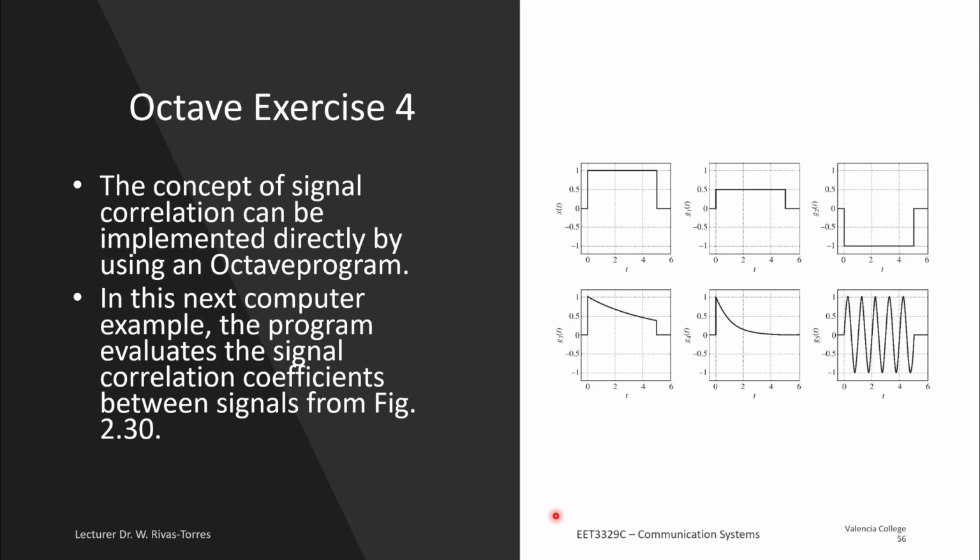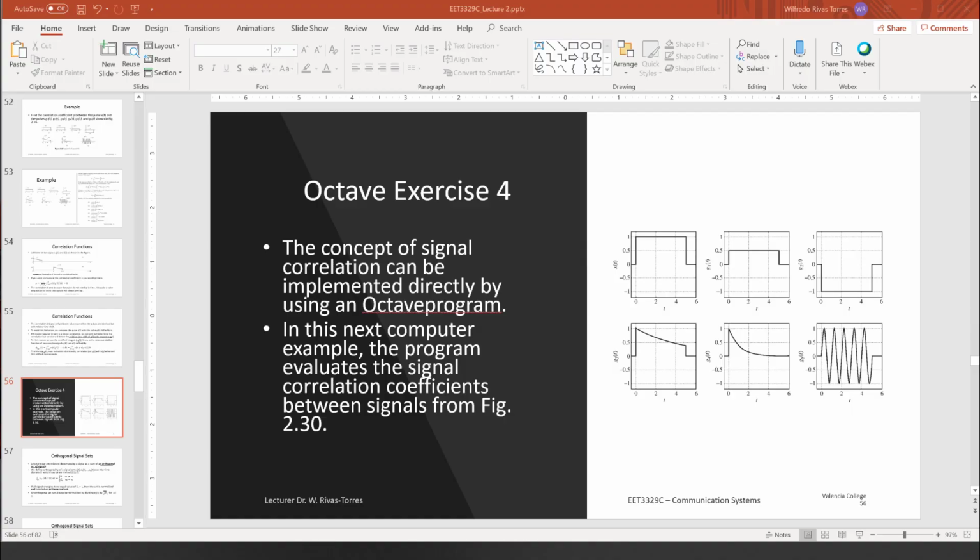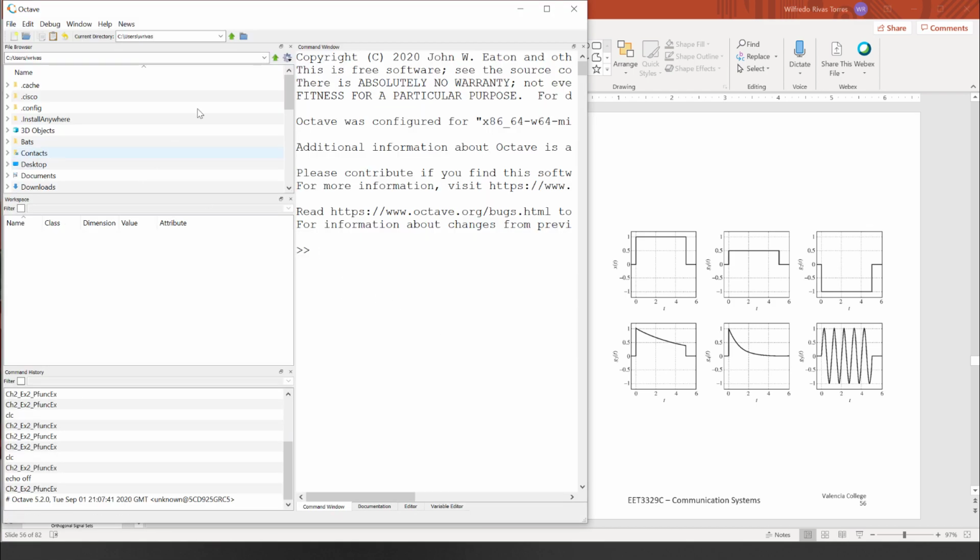I have an Octave example for you guys, so let me transfer over to Octave to do this. What we wish to do in this exercise is figure out the correlation between our x of t, which is this first function here, and the other five signals, similar to the example that we just looked at. So switching over to Octave, I need to go open that.